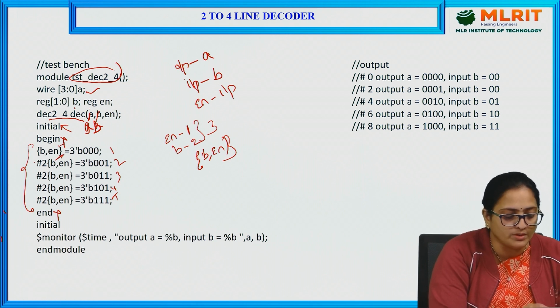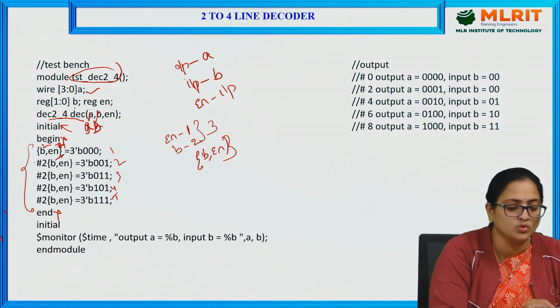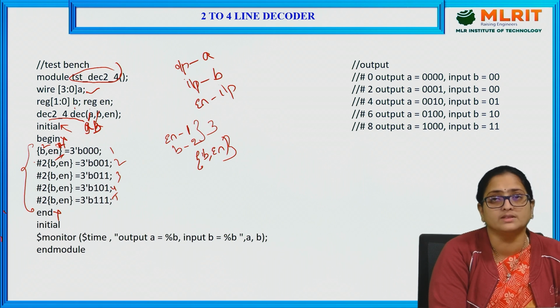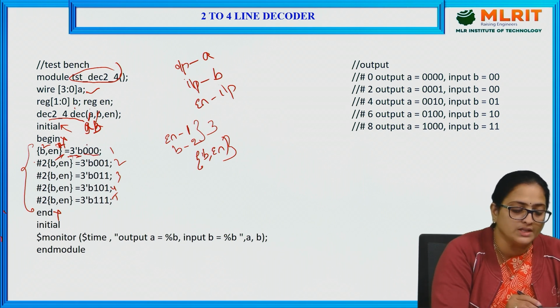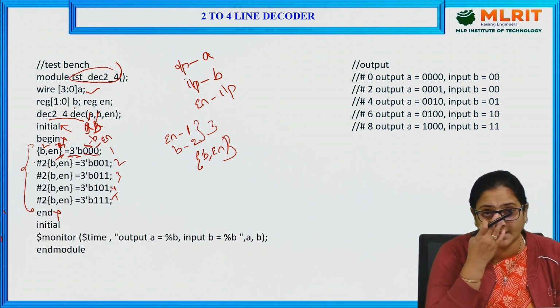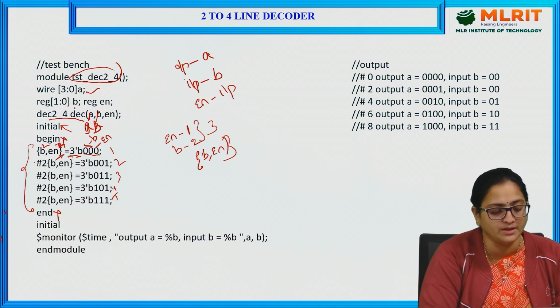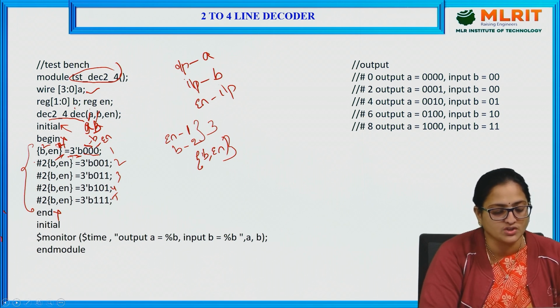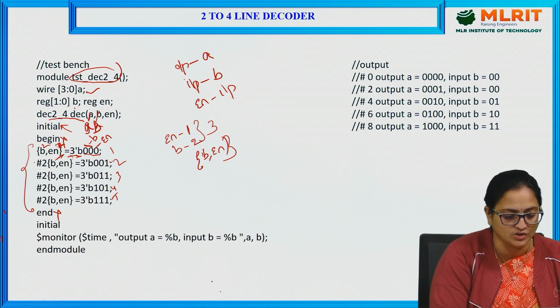Enable pin is a 1-bit value. B is a 2-bit value. So totally we will have a 3-bit binary value 0, 0, 0. These 2 bits are related to B and this last bit represents the enable pin. After 2 time intervals, again the B value and enable value have changed to 0, 0, 1. That is, the B value will be the same 0, 0, but the enable pin has changed to 1.